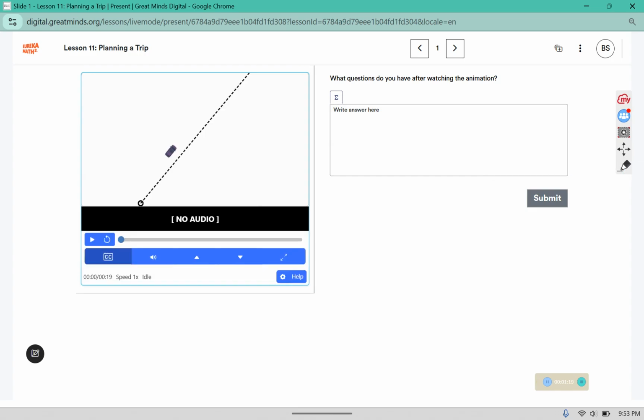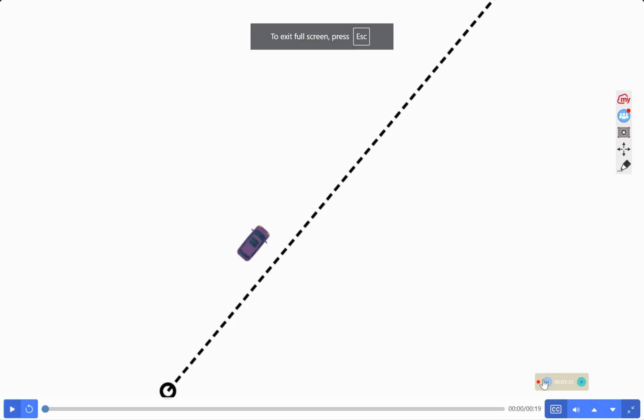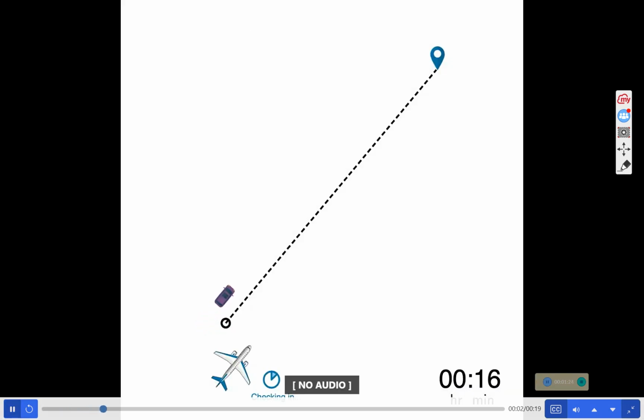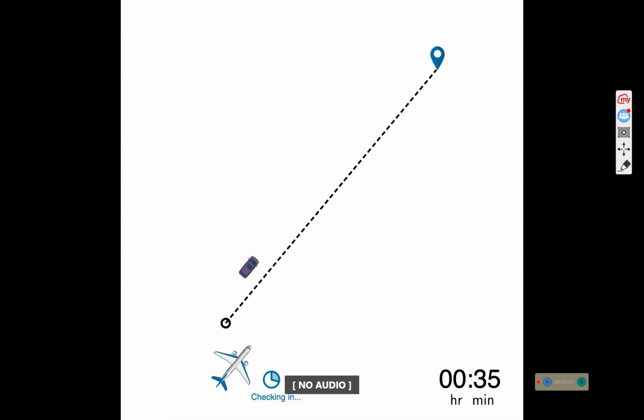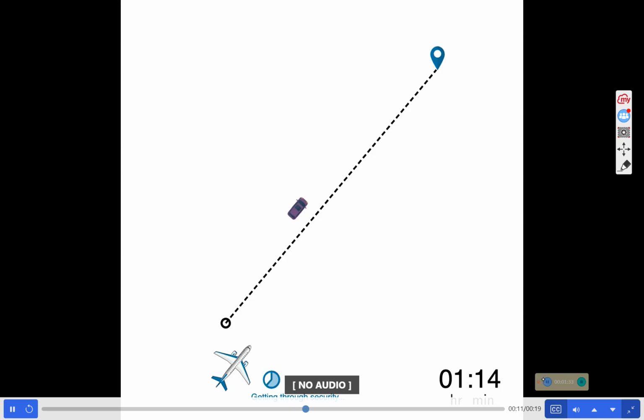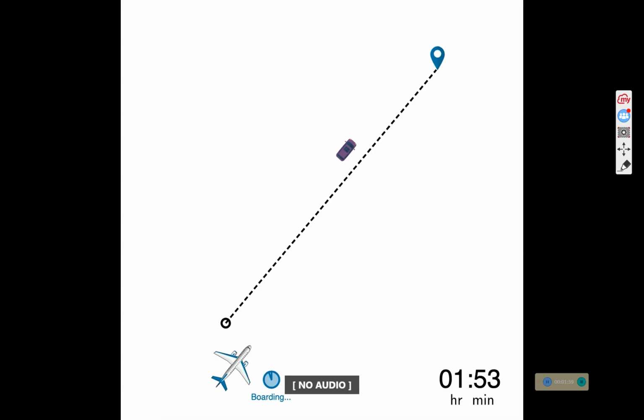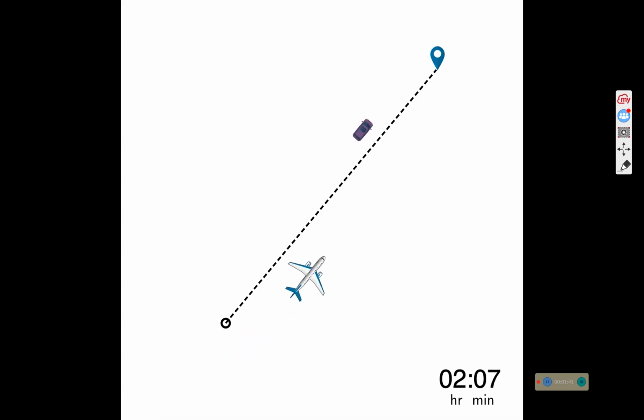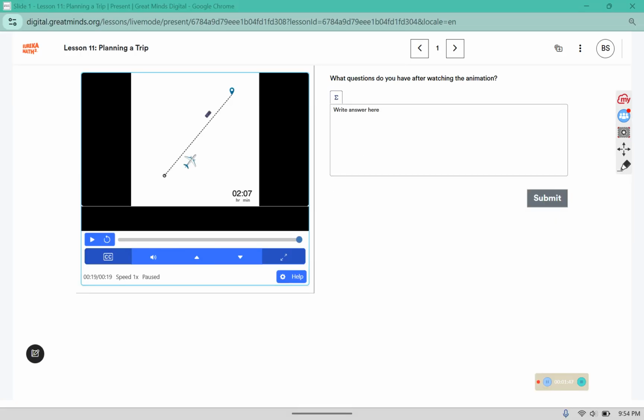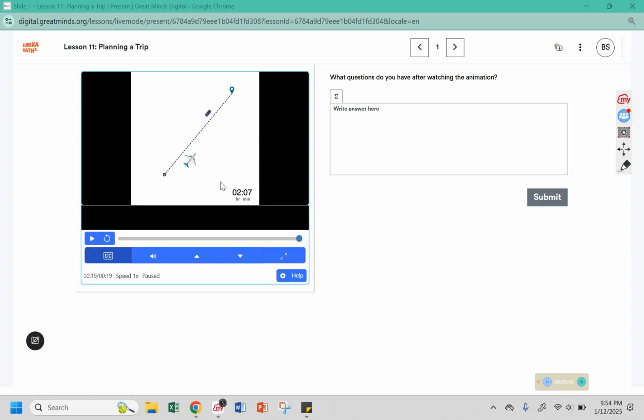What questions do you have after watching the animation? So down here you can see it said they were checking in. Now they're getting through security. They're boarding the plane. And then they start to take off. My question is, how long of a trip would it take for it to be faster to travel by car than by plane? And also in this scenario, who's going to arrive first?